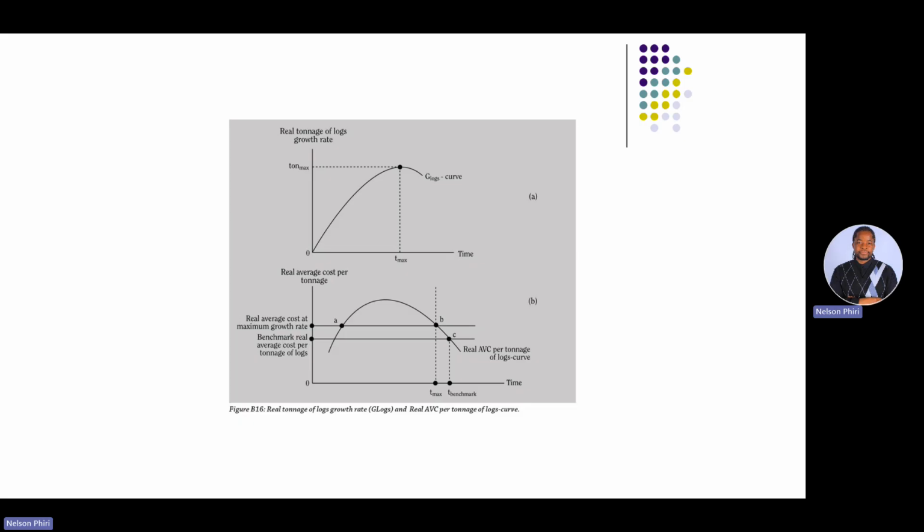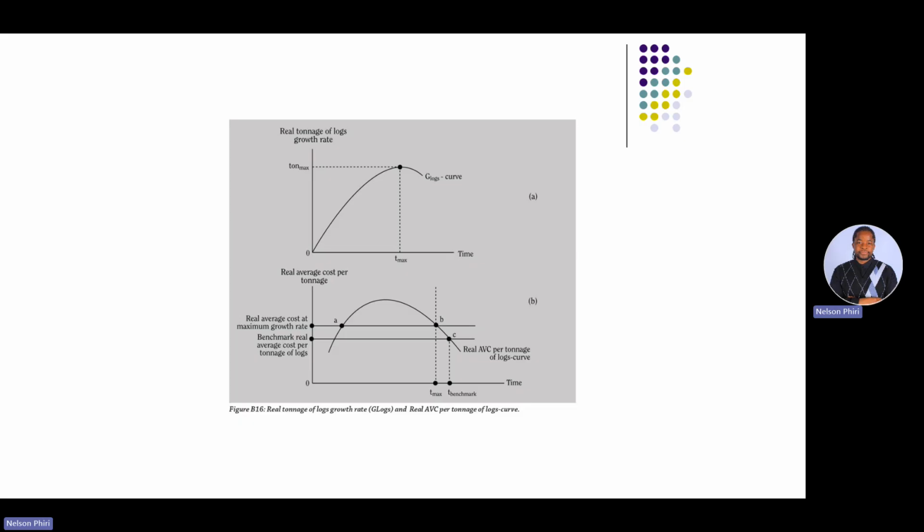So the benchmark would be what we pay. Think of it as the rate that we pay in the market if we were to source to buy our material. Then we have the real average cost, which is the cost in our plantation. So just to take that one more time, if the benchmark is equal to the real average cost at the maximum growth rate, it will be beneficial for us to start logging at Tmax, as you can see there, in the graph at the bottom. But there's a question of this will be at point B.